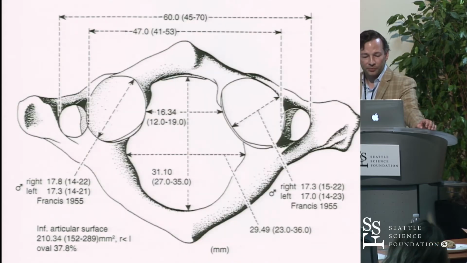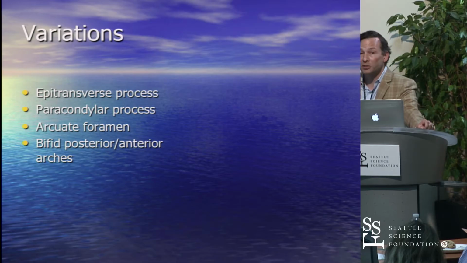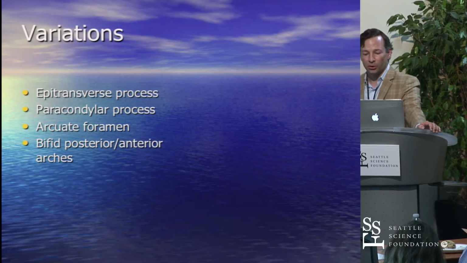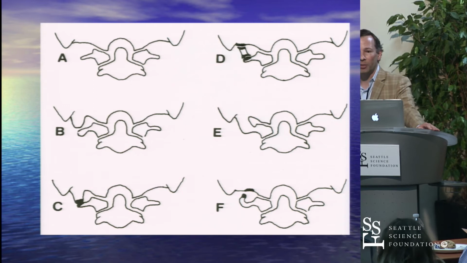As you go down, we'll come to that, to C2 spinal foramen, you'll see that it's a little bit reversed, so that the AP distance is slightly longer than the vertical distance. Some variations of C1 that one sees: epitransverse processes, paracondylar processes, arcuate foramen, bifid posterior and anterior arches. Here's some examples of paracondylar manifestations.